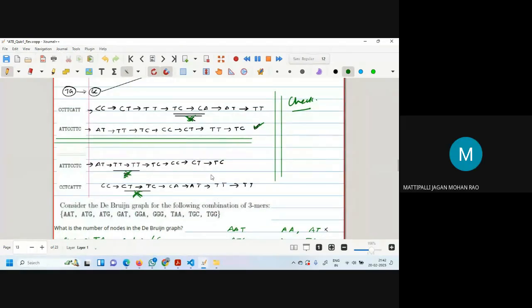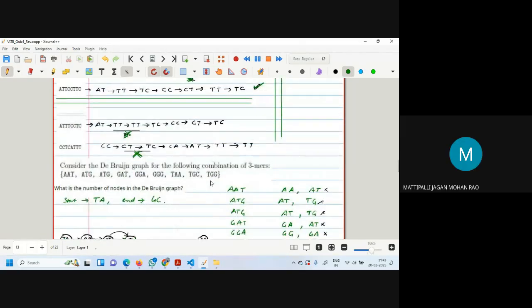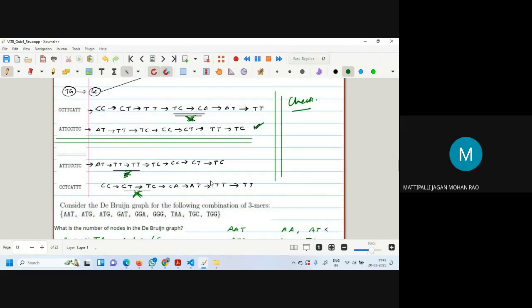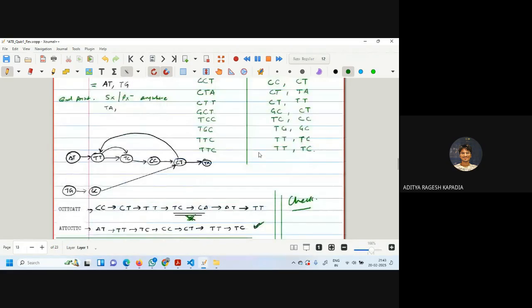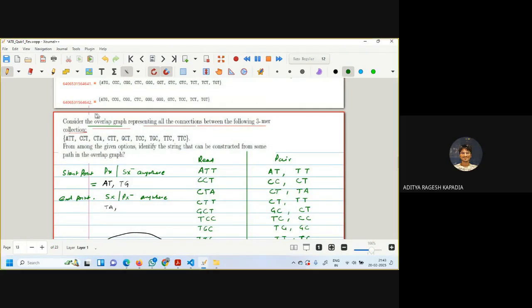I can see in the options, like a triple T. There is no such k-mer like triple T. CAT is also not available. Here also they have given TTTC, so it is not there. So all of us got how to do it. Sir, can you just explain this hack with the question and the options so I can get an idea?